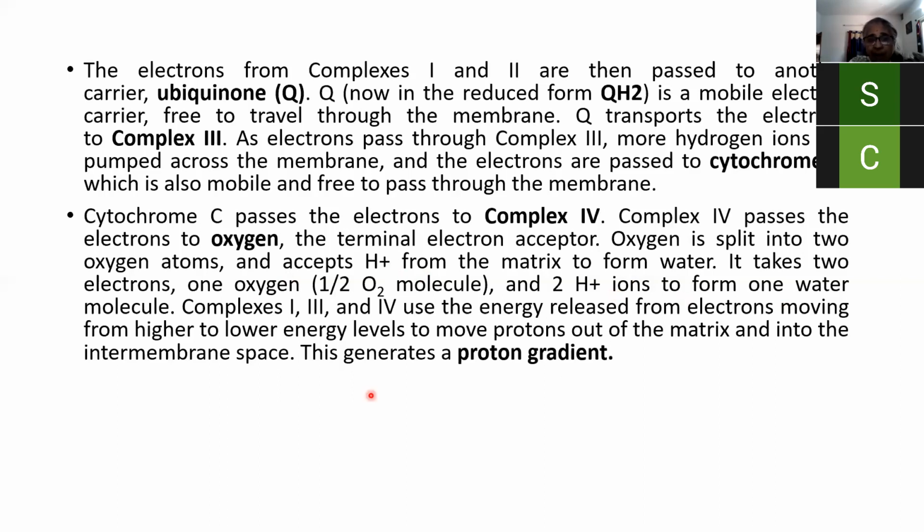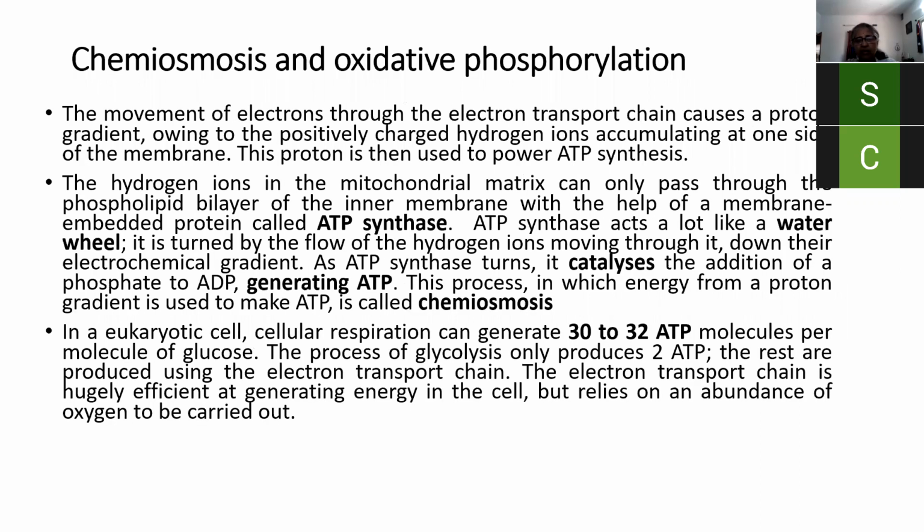But complexes 1, 3 and 4 use all the energy that is released when the electron is moving from higher to lower energy levels, to push the protons into the space, and therefore it will create the proton gradient. Now, once this proton gradient is formed, what happens next? That is the chemiosmosis and oxidative phosphorylation.